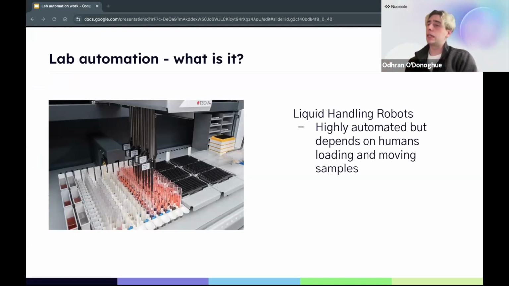The issue is in the interface with humans. Ultimately, humans are loading these things. They're taking the samples out. In some cases, they're also reading the results. So the actual capacity for full automation isn't really realized by these pieces of technology.